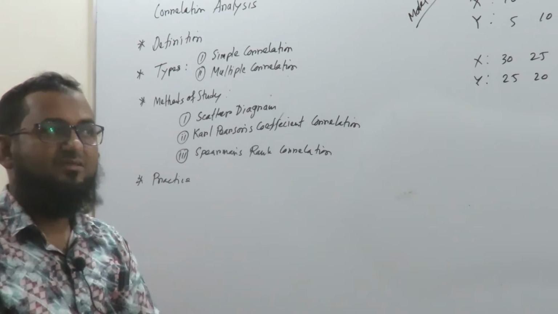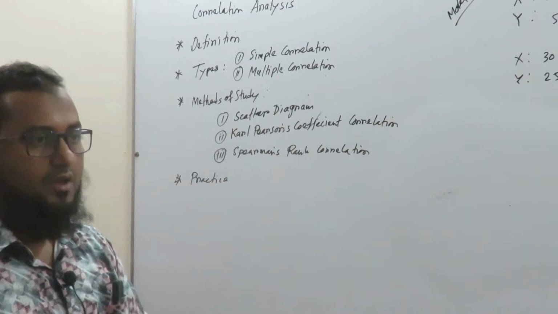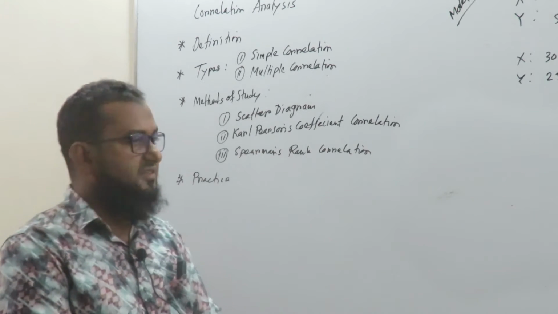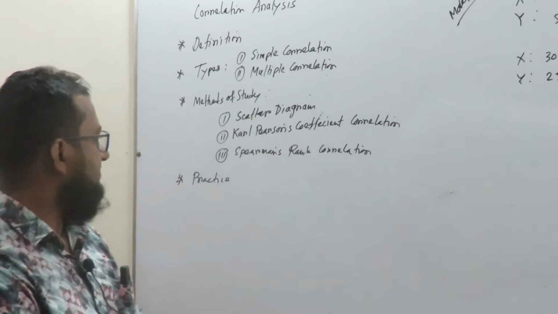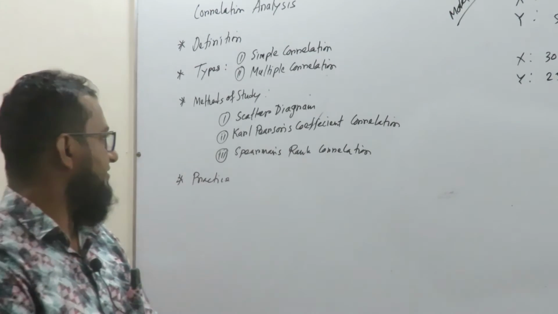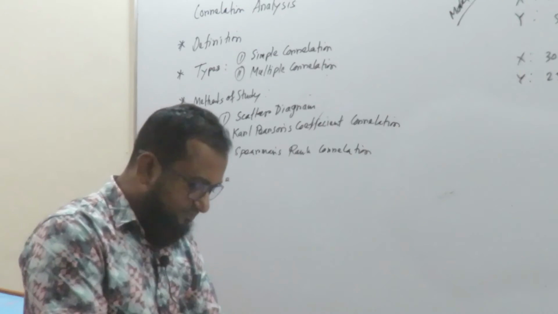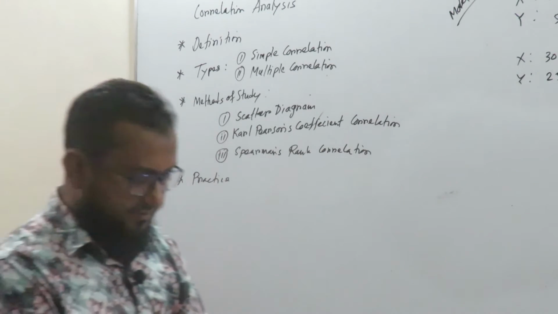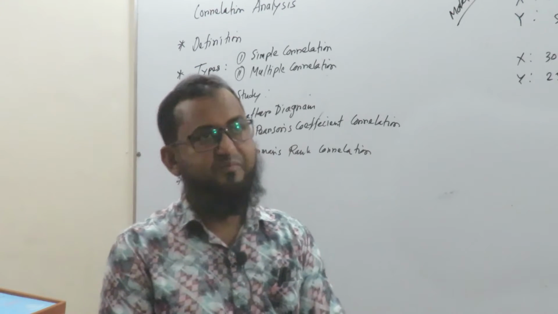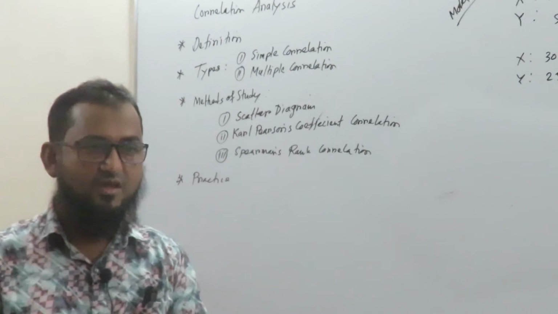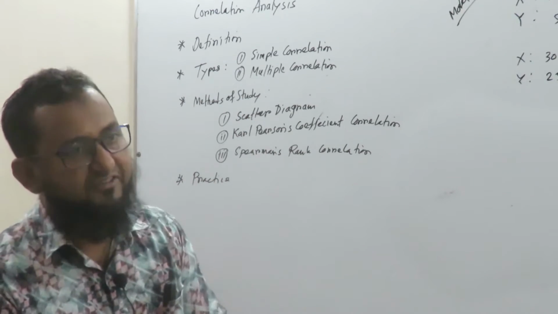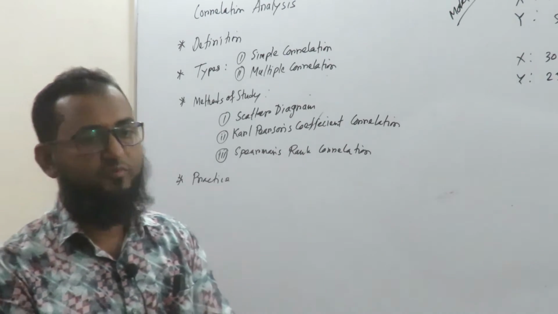Methods of studying correlation. What are the methods for studying correlation? We have three methods. First one is scatter diagram. Second one is Karl Pearson's coefficient of correlation, and third one is Spearman's rank correlation coefficient. Scatter diagram. A scatter diagram represents the correlation between two variables without mathematical terms. That is, this is the graphical relationship of two variables.